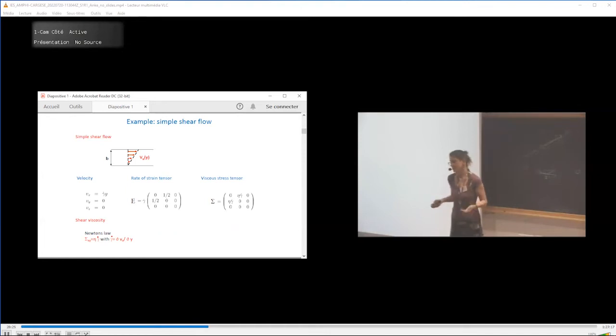Yes. If you would be able to go faster than this internal timescale, then it would be non-Newtonian also.